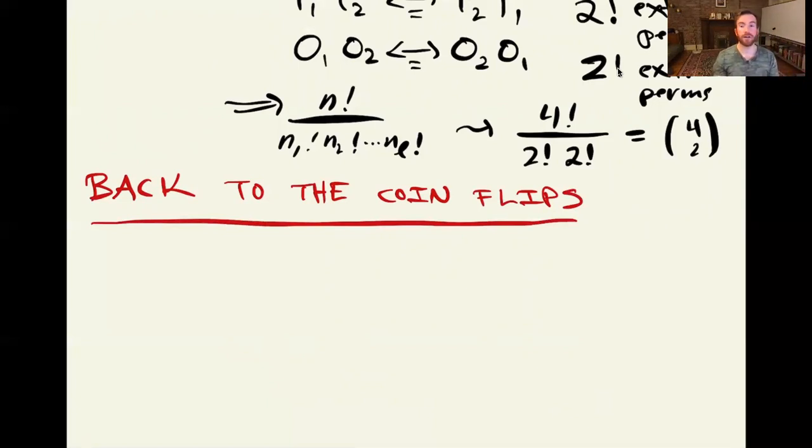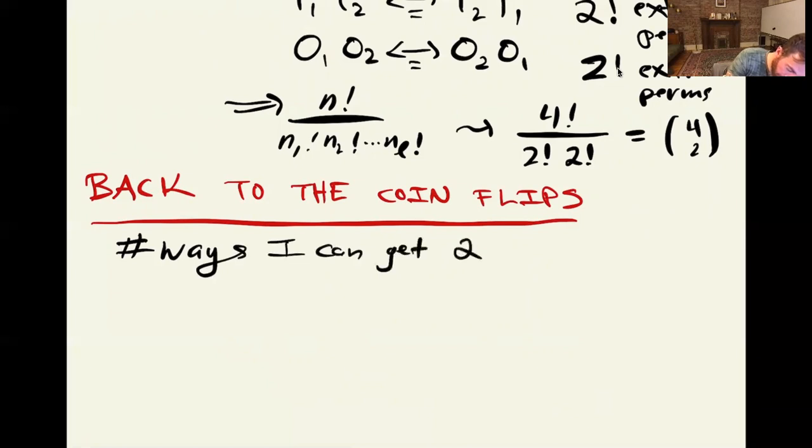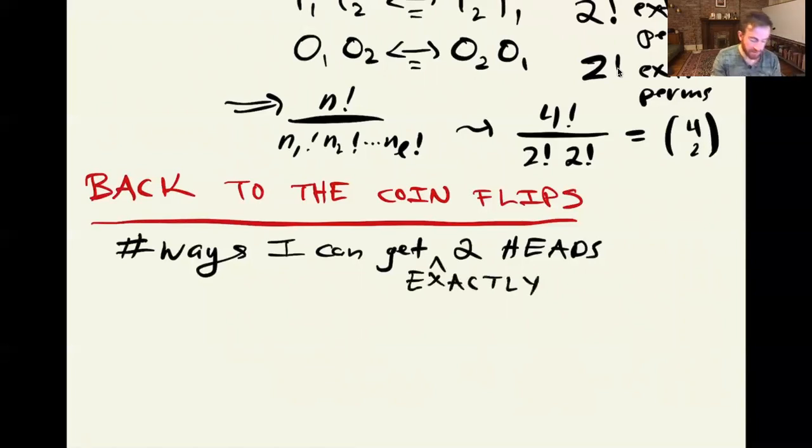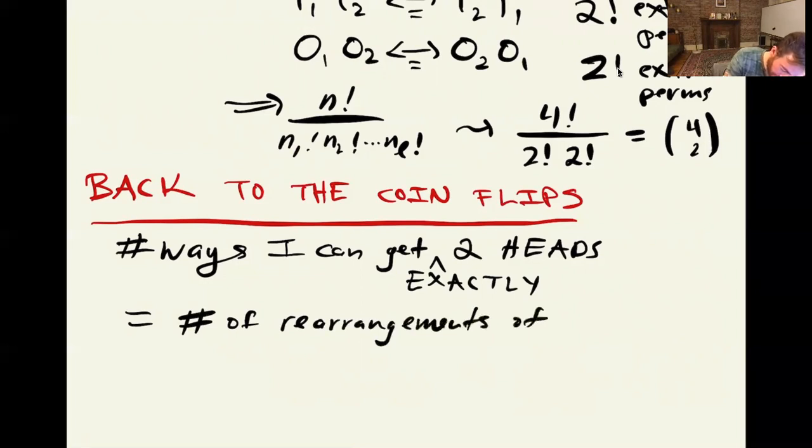So to better describe how I can think of the number of ways in which I can get 2 heads, and again, I should interpret this as exactly 2 heads, corresponds to the number of rearrangements of H, H, T, T, T, T. So you can think of this as being the result of flipping my coin twice, getting 2 heads right off the bat, and then getting 4 tails.